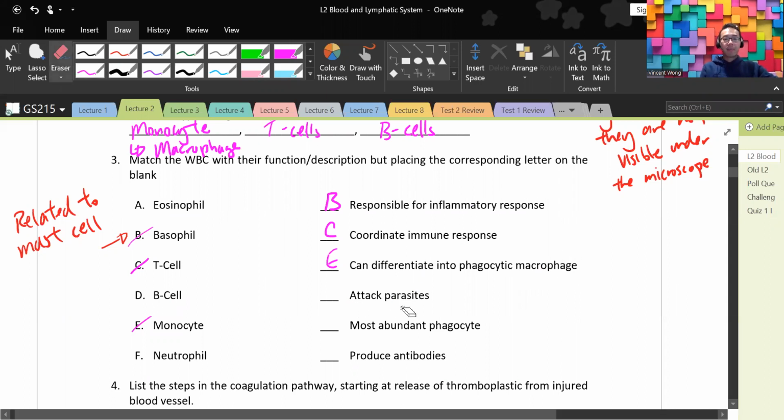Next, attack parasites. That would be the eosinophil. Some things are too big to phagocytize, to engulf, so you need to secrete chemicals to attack them. That would be the job of eosinophil. Most abundant phagocytes, that would be the neutrophil, and finally produce antibodies. That would be D right here, antibodies, the B cells. All right.